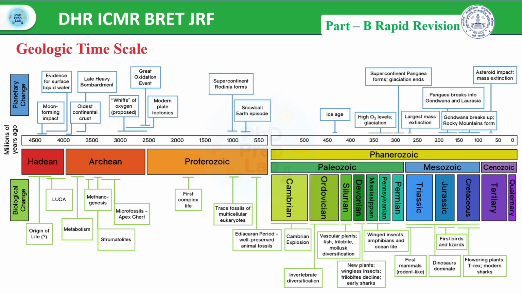Later, progressing, when you see Triassic, the first mammals appeared. Then you see Jurassic, where first birds and lizards appeared. Like that, you have to remember most of the important eras, eons, and periods of the geological time scale. If not all, some of it is very important.